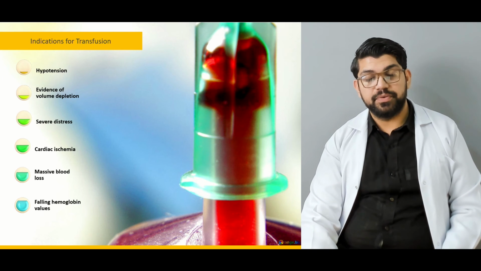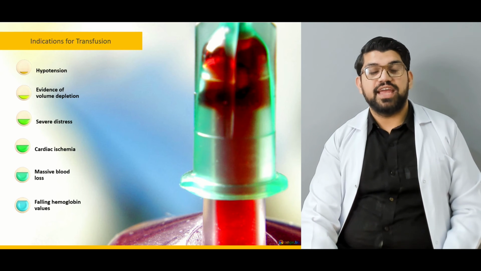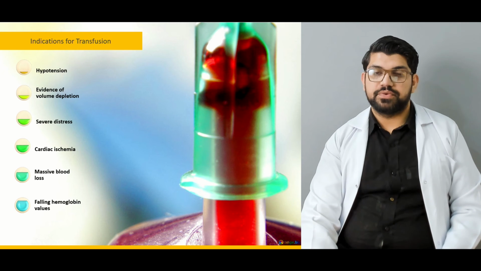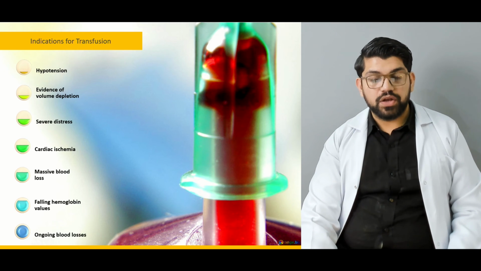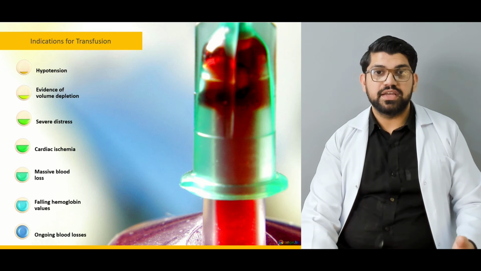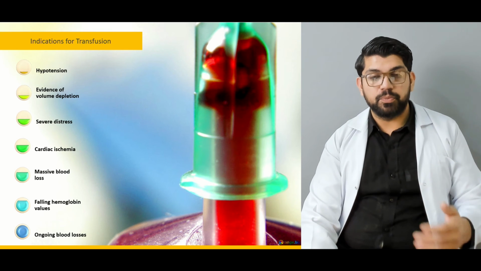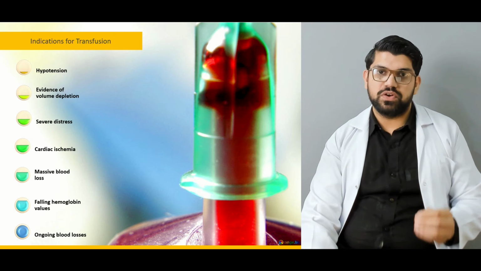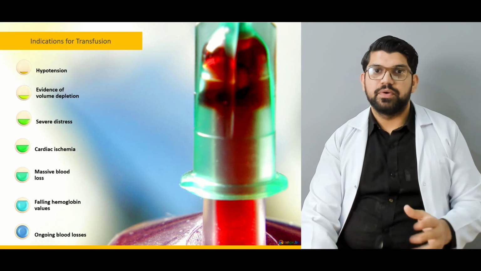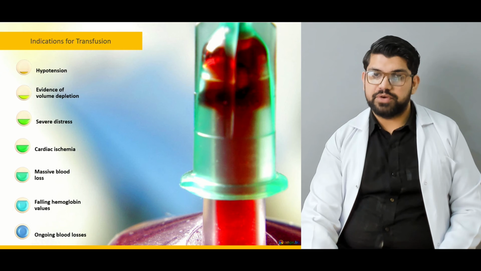If falling hemoglobin values, hemoglobin less than 8, the patient should be transfused with packed red blood cells. Ongoing blood loss, despite hemoglobin more than 8, if there is ongoing blood loss, you have to transfuse the patient with PRBC, packed red blood cells.